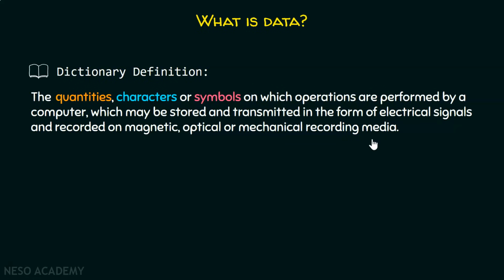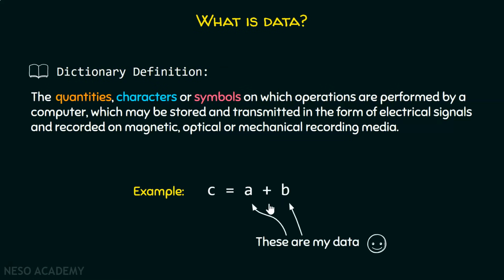You can think of data as quantities, characters or symbols on which we can perform operations, we can store them, we can transmit them, obviously in the form of electrical signals in our computer, right? So this is what data is. Now let's see one example here. Here in this case, I'm performing this operation on these two data, right? We can think of these two as data because we are performing operations on them. These are just quantities, right? We can store them, transmit them. So they are satisfying the properties of data. So I can say that these are my data.